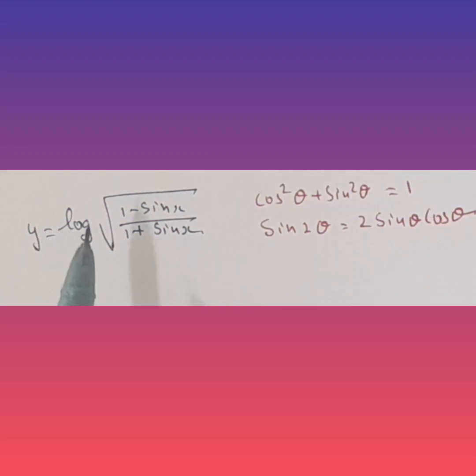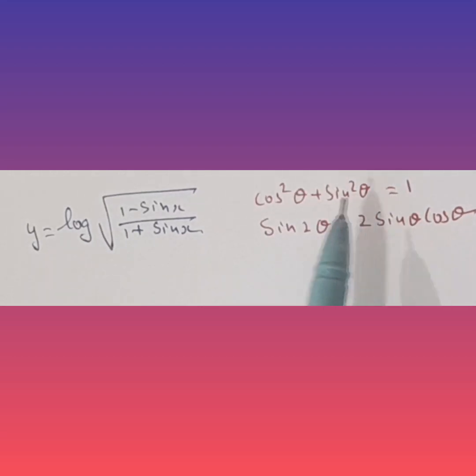Let's find the derivative of log of the square root of (1 minus sin x) over (1 plus sin x) with respect to x. While solving this sum, what you should be aware of is the identity cos square theta plus sin square theta is equal to 1, and also the formula sin 2 theta is equal to 2 sin theta cos theta. Why? Because before going in for the derivation, we have got to simplify the numerator.